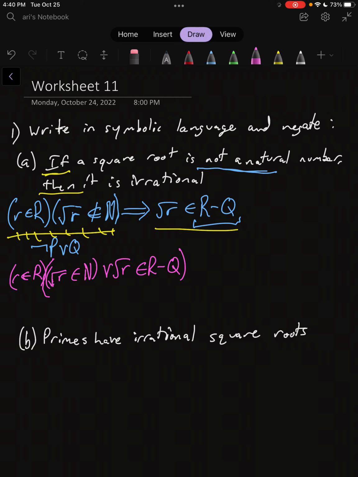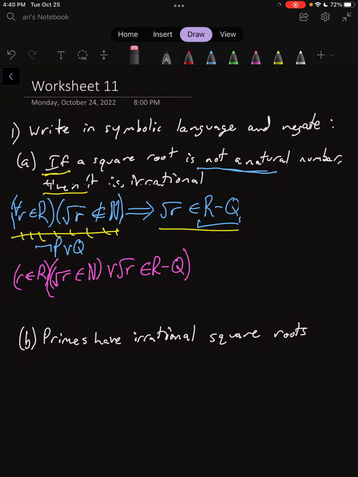And now when we negate this, it's going to be pretty easy. One thing that I totally botched, sorry about that, is we have to put a quantifier. We have to say for all r. That was my bad. And also over here, we should be saying for all r.